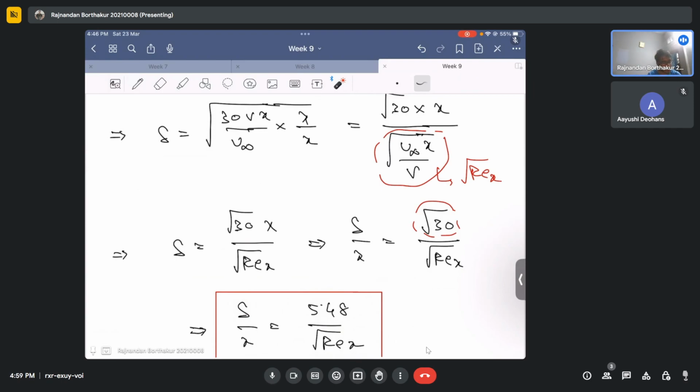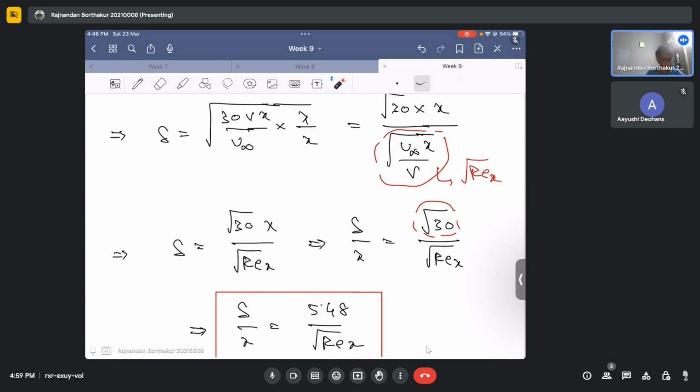And what is the error? Basically, the error is 5 minus 5.48, or the other way around, 5.48 minus 5, divided by 5. Okay, this will be the absolute error, and you can calculate this and multiply with 100 to get the percentage. And you can see that the error will be very less. Which means the momentum integral approach actually works. That's what I was trying to say. And choosing the second order profile also helps. Your result, which is how the boundary layer thickness varies with x, is very close to the exact result predicted by Blasius. That's the idea that I want to convey with this.